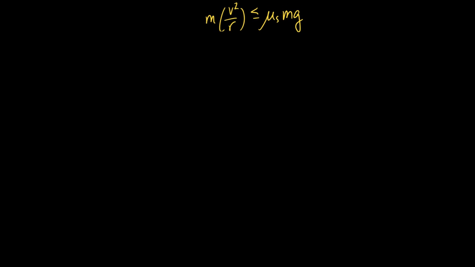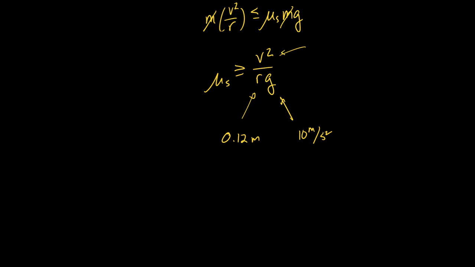I think we want the coefficient though this time. We cancel the m's, and the coefficient of static friction must be greater than or equal to v squared over rg. We were told that r was 0.12 meters, and g, of course, 10 meters per second squared. You have to get v from 33.3 times 2 pi r over 60, all of that squared. This will tell you what mu s is.